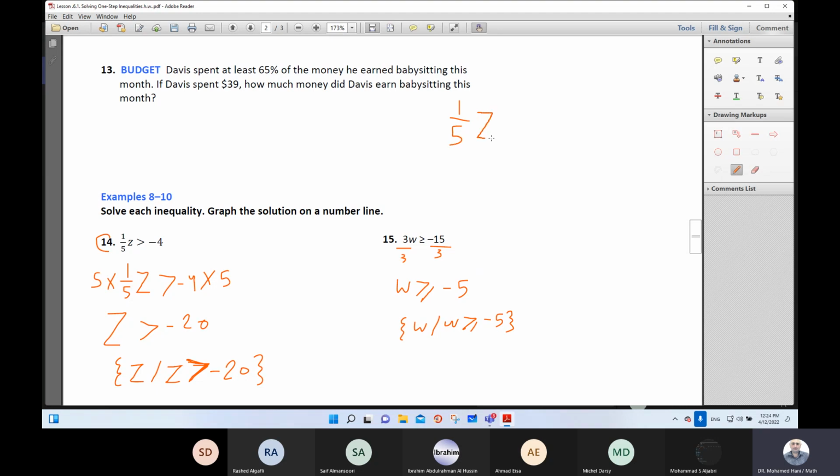z greater than minus 4. We want to keep the variable alone.